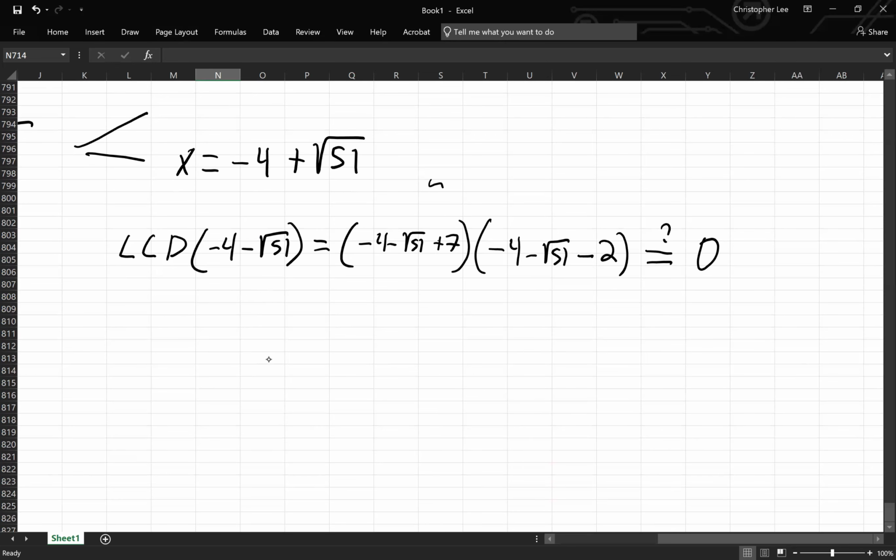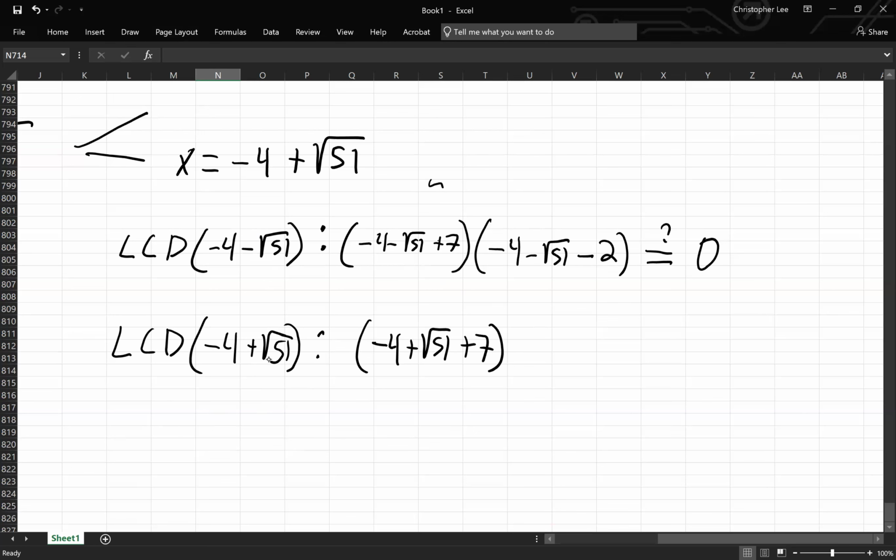Right. Next thing I want to know is the LCD of -4 plus square root 51, excuse me. Maybe I shouldn't have those there. Semicolon would have been better, right? What I want to know is -4 plus square root 51 plus 7, and -4 minus square root 51 minus 2. Excuse me, this was plus. Sorry about that. Does that equal 0? And again, I'm feeling lazy, but you could tell by looking that's not going to be 0.